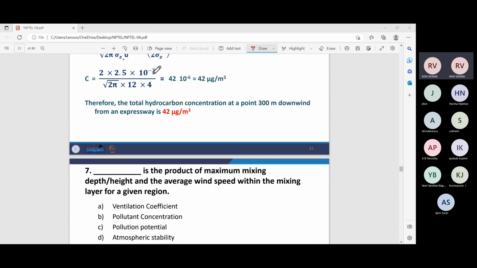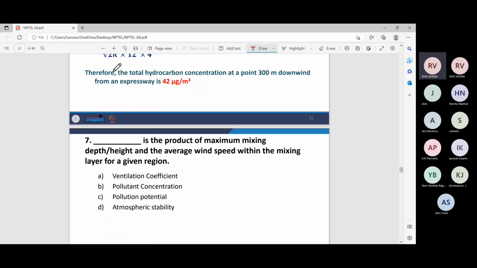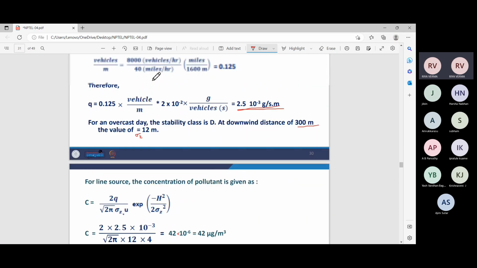So putting all the values, this will be 42 into 10 raised to power minus 6. It will be equal to 42 micrograms per meter cube. So the total hydrocarbon concentration at a point 300 meters downwind from an expressway is 42 micrograms per meter cube.